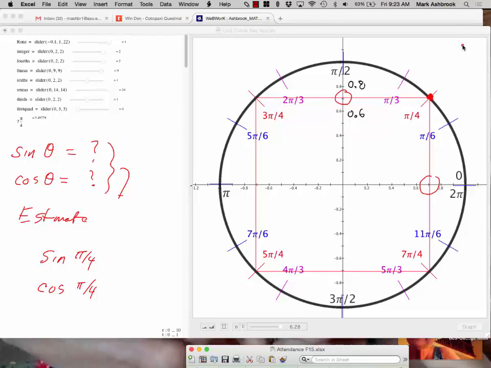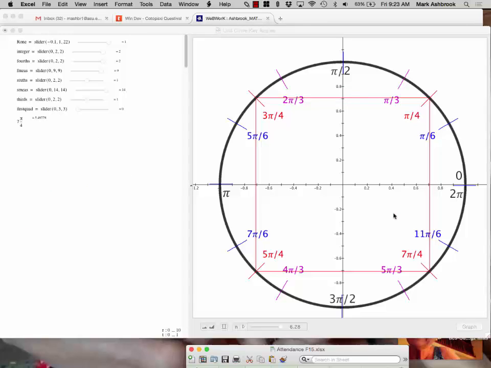Okay, so we want to calculate them exactly. We want to know exactly what is the sine and cosine of pi over 4. Well, that's because you remembered it from something else. So I'll give you a hint. Take this. This represents the distance from here to here. Does it represent sine or cosine? From there to there, that's cosine, right?